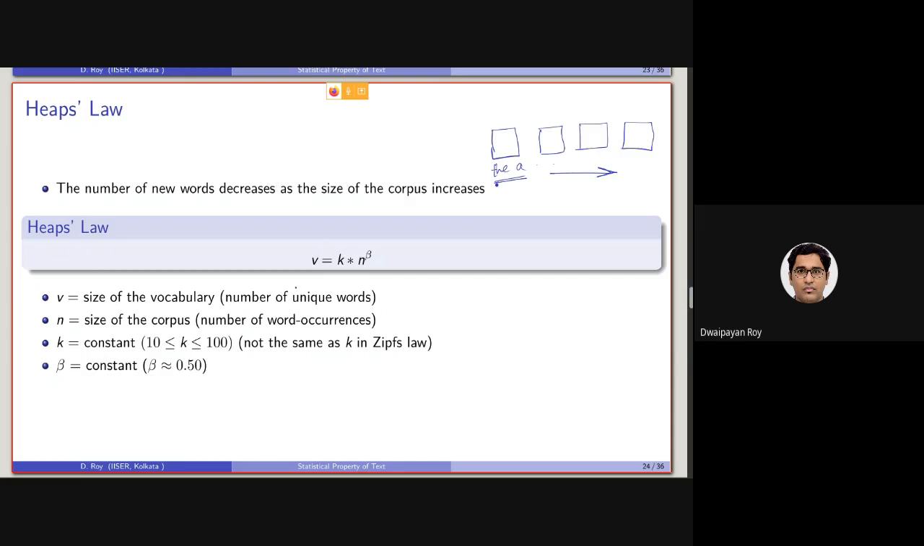Mathematically, it looks like this, where V is the size of the vocabulary, which is the number of unique terms. N is the size of the corpus, that is the number of all terms. N is much, much greater than V. And K is a constant. There are two constants, K and beta. Right? Now, it's easier for us to understand this with a plot.